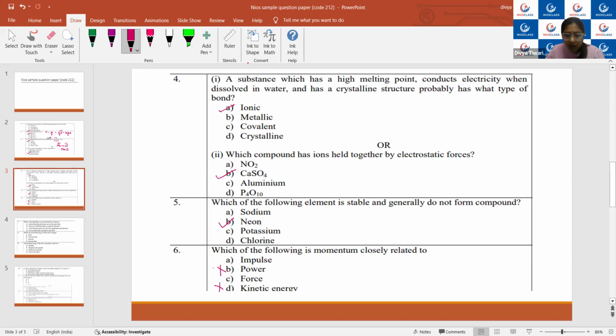Many of you may think C should be the answer for this, but the answer to this question is impulse, A. When we calculate the impulse, we actually calculate the difference in the momentum, delta P. So A will be the answer for this question.